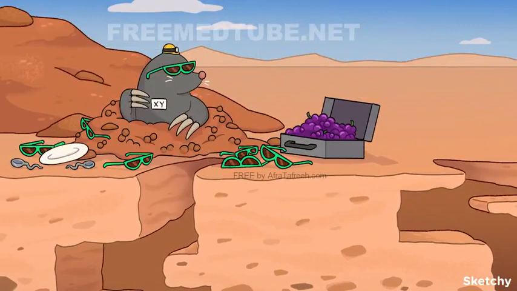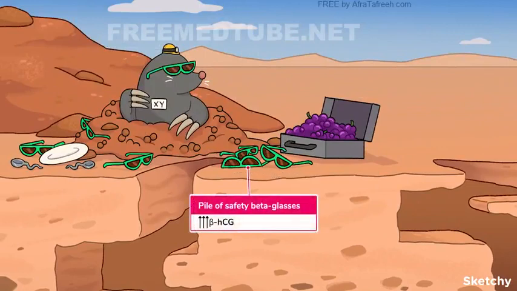Quantitative beta-HCG levels are notably extremely high with complete molar pregnancies. Levels are often greater than 100,000. This makes sense because moles are essentially a ton of placental tissue, which makes beta-HCG. More placenta, more HCG. Our pile of beta glasses should remind you of this extremely high beta-HCG level.